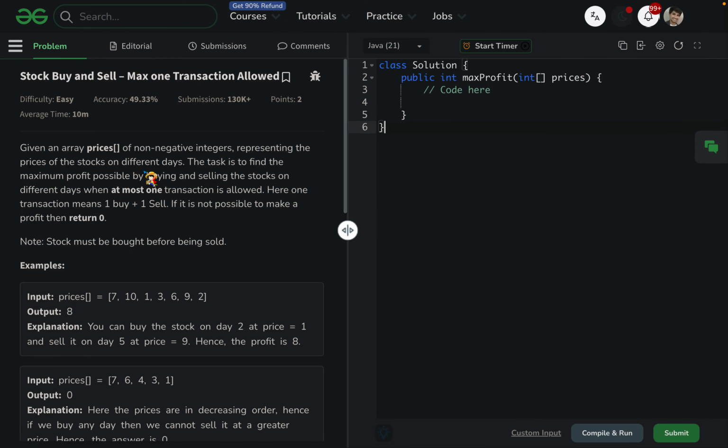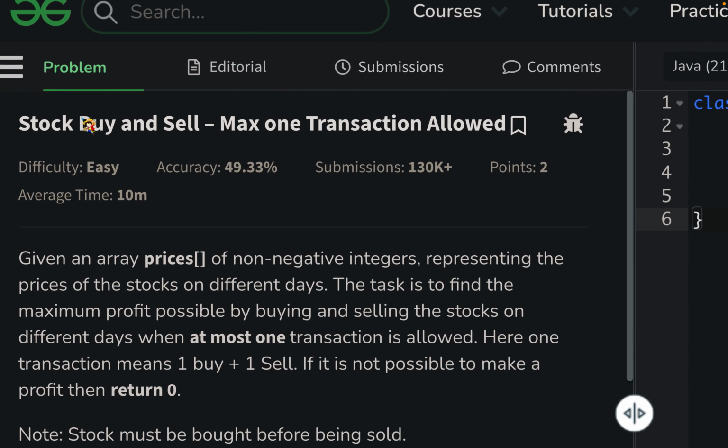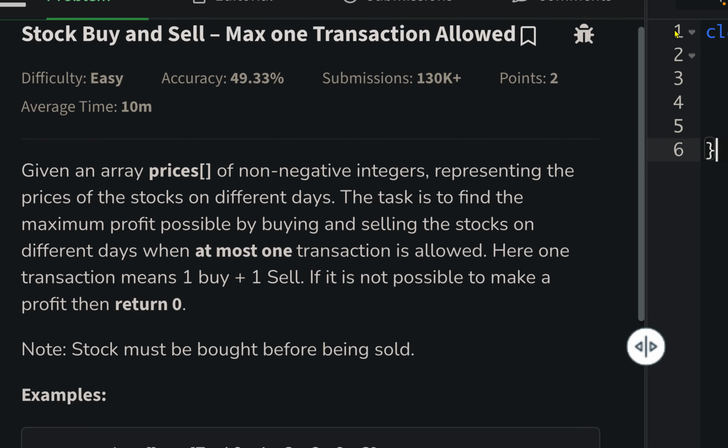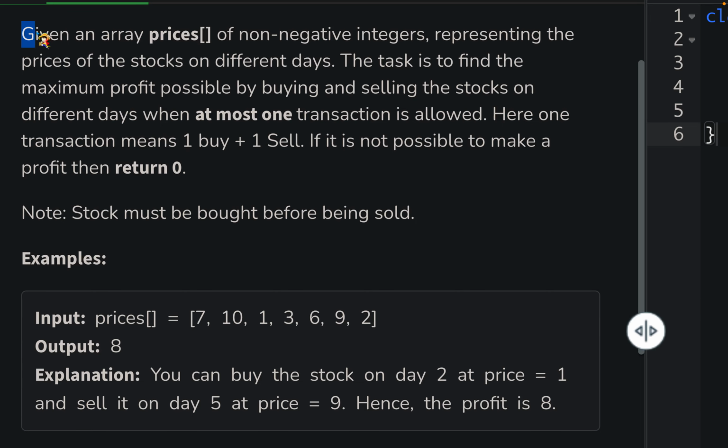And today we will be seeing one of the problems from GeeksforGeeks. It says stock buy and sell, maximum one transaction allowed. The problem goes like, given an array prices of non-negative integers representing the prices of a stock on different days, the task is to find the maximum profit possible by buying and selling the stock on different days when at most one transaction is allowed.